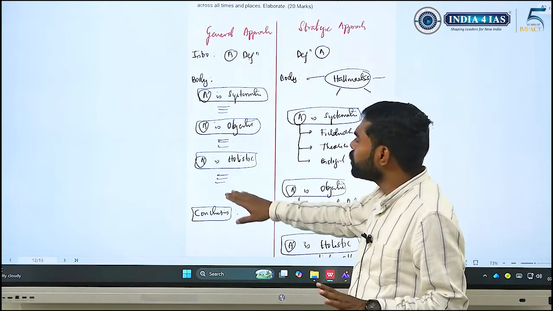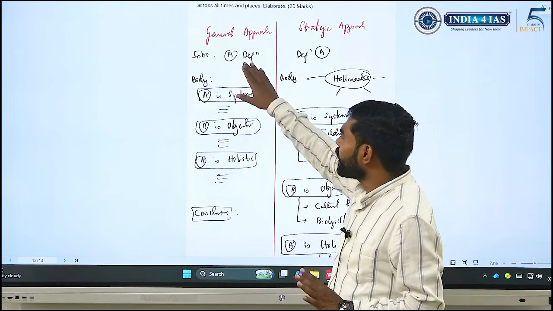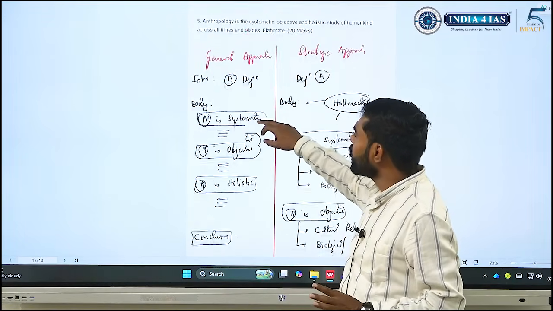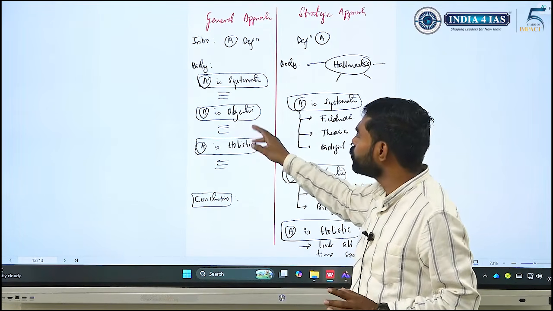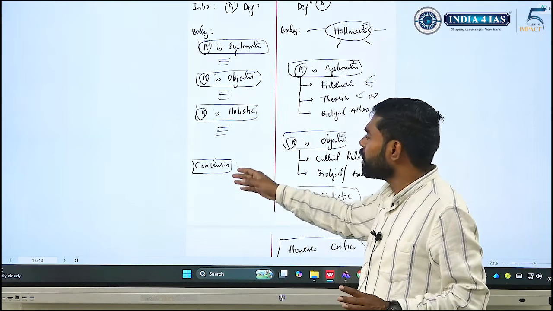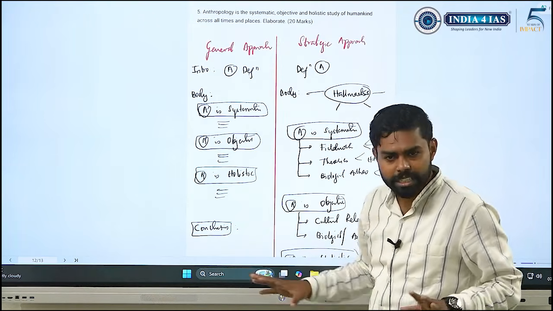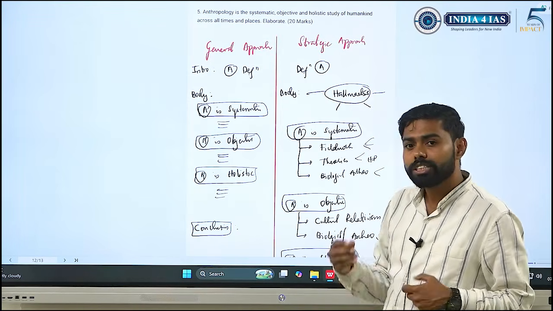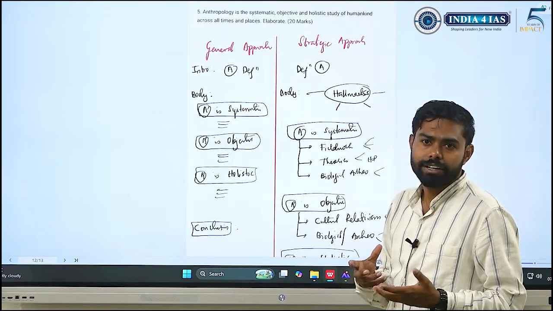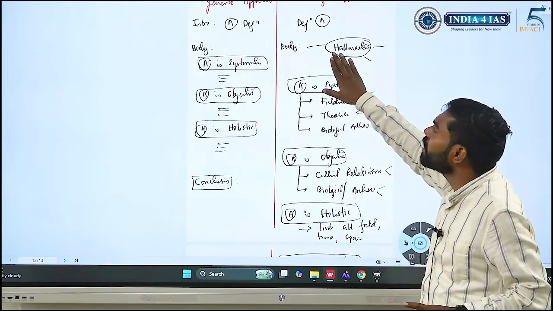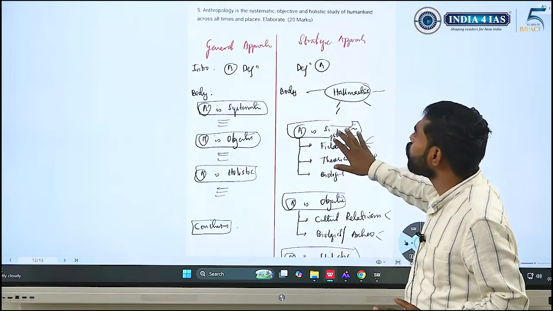So what would be the general approach? We'll define anthropology first, and since the three parts are outrightly there, we'll write: anthropology is systematic, anthropology is objective, anthropology is holistic. I'll be writing a few points under that, and then I'll be concluding. This will be the very basic approach which anyone could write. So what is the approach which those who are scoring will tend to use? They'll also define, but they will draw a diagram here, a body.